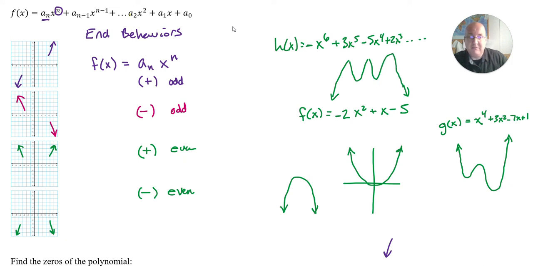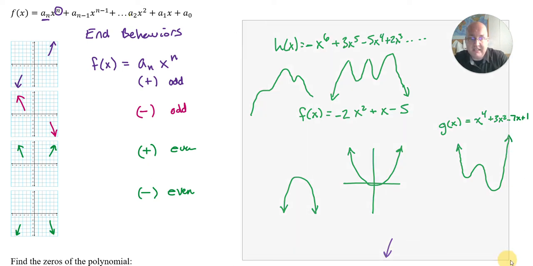In the middle, it might start to go up and then curve and then go back up again. So all sorts of curves can happen in the middle, but the end behavior is going to look like this.